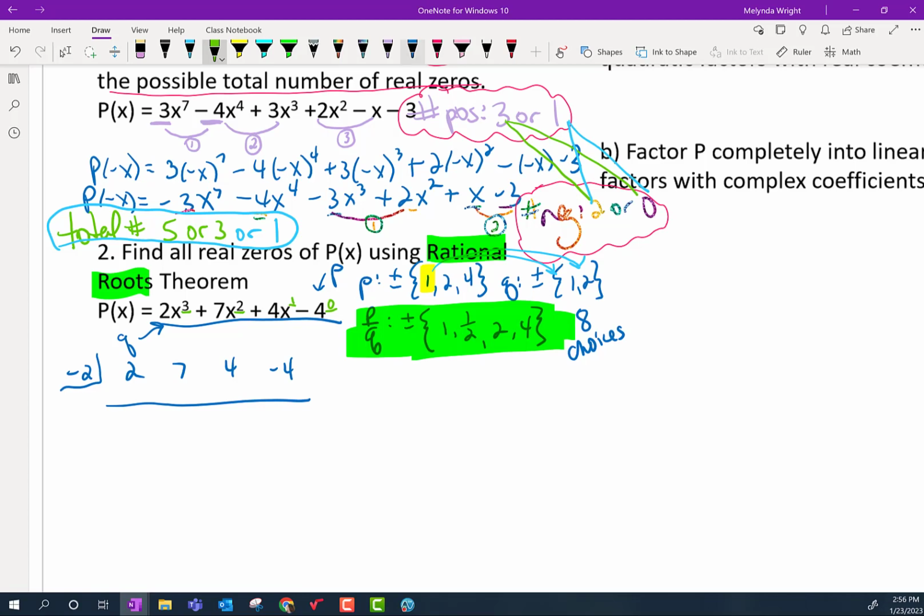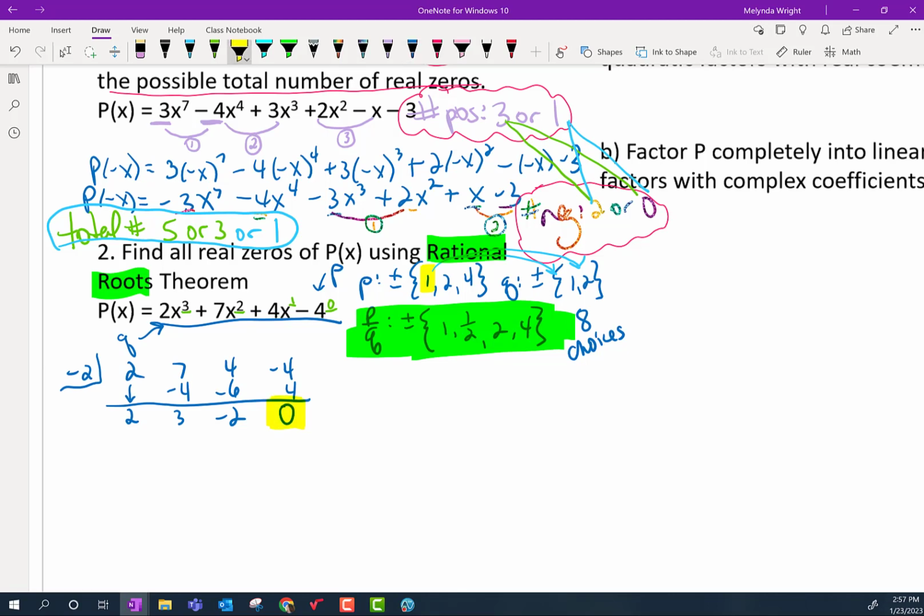All right, here we go. Here's synthetic division. We bring the first number down. Then we multiply, add, multiply, add. I hope we remember. -2 times 2 is -4. Add down. 7 plus a -4 is 3. Okay, great. -2 times 3 is -6. Add down. 4 plus a -6 is -2. -2 times -2 is 4. Add down, and I get a 0.